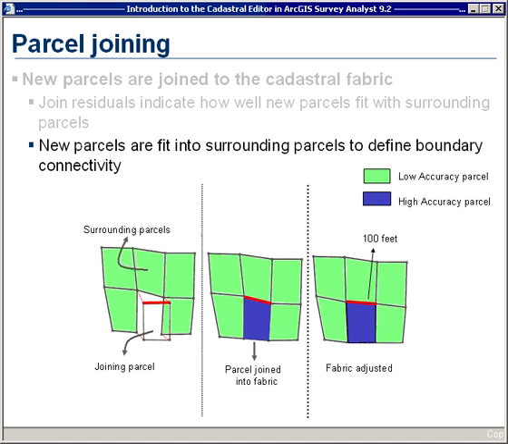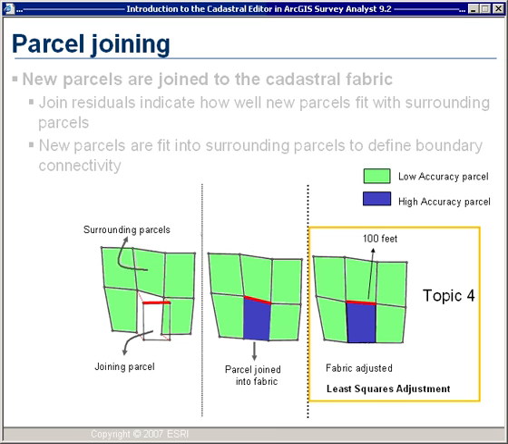Our goal is to now be able to use the connectivity defined by this accurate parcel along with its new record values on the lines to pull in the less accurate parcels to a more accurate position. This process on the right is called the least squares adjustment, and we'll describe that in more detail on the final fourth topic. But before we get there, I need to talk about Cadastral XML.